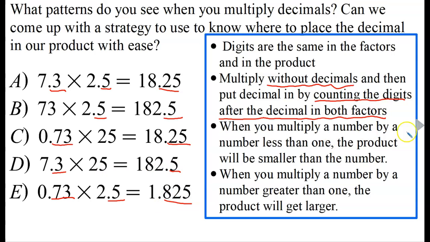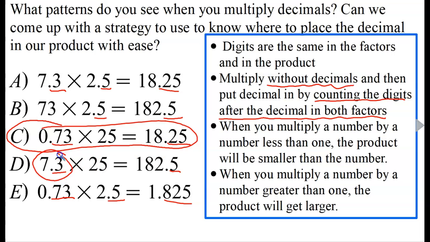Now, the other thing we want to notice is this. When you multiply a number by a number less than 1, the product is smaller than the number. So, for instance, I'm going to look at C. What happens when I take 25 and I multiply by a number less than 1? The number is less than 25. When I take 25 and I multiply by a number that's greater than 1, then I get something that's bigger than 25. It's another pattern that you might have noticed.